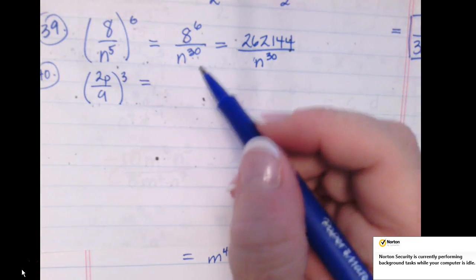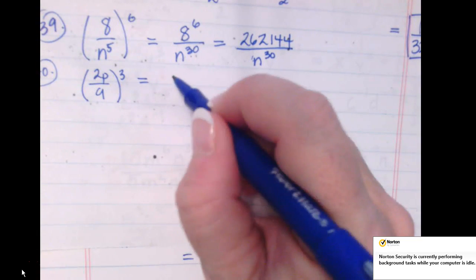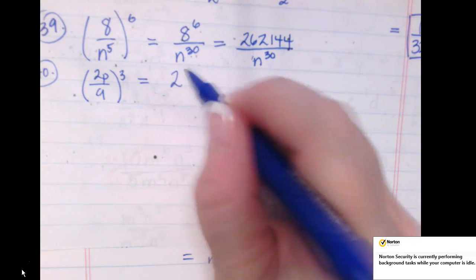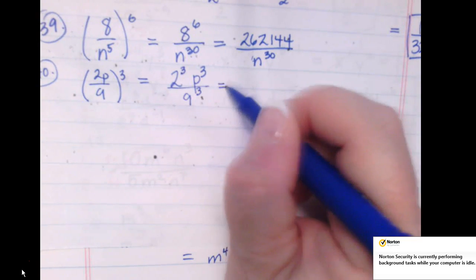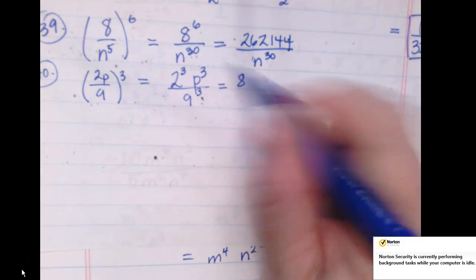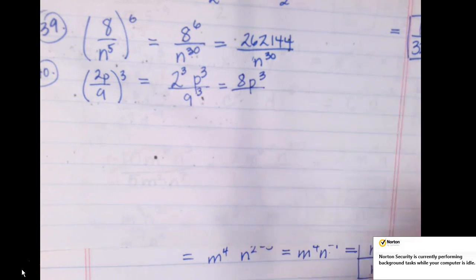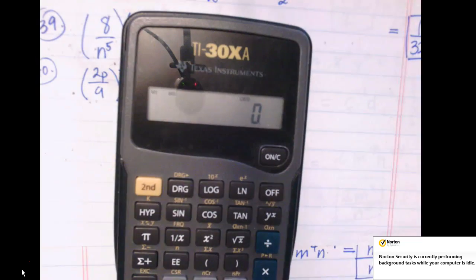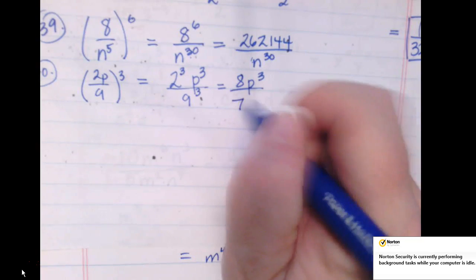In number 40, let's see what we've got. 2p over 9 raised to the 3rd power. So I don't have any exponents inside of there, so I'm just going to go ahead and distribute that. 2 is to the 3rd, p is to the 3rd, 9 is to the 3rd. So 2 cubed is 8, p to the 3rd, and then 9 to the 3rd is going to tell me what goes in my denominator. So I used my calculator and got 729.